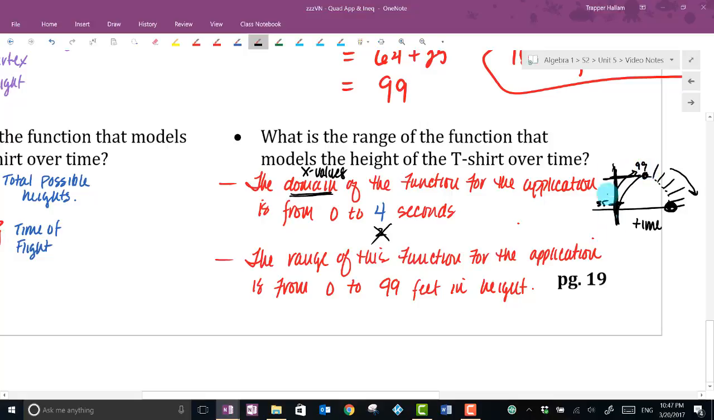So its range, again, looking at y values, is going to be from 0 to 99. And that would reach every possible height that this t-shirt would fly. All right, let's flip over to the back side and we'll do some more there.